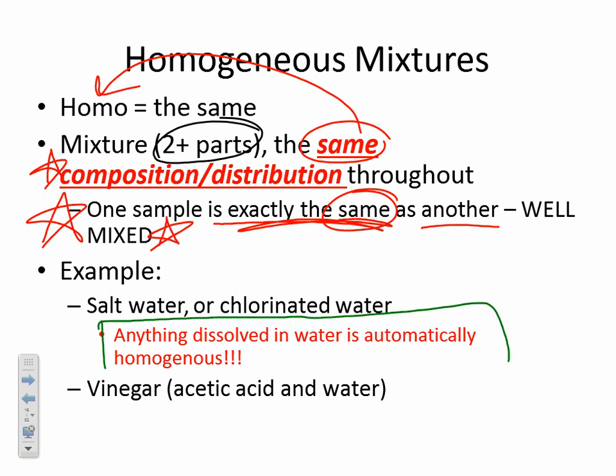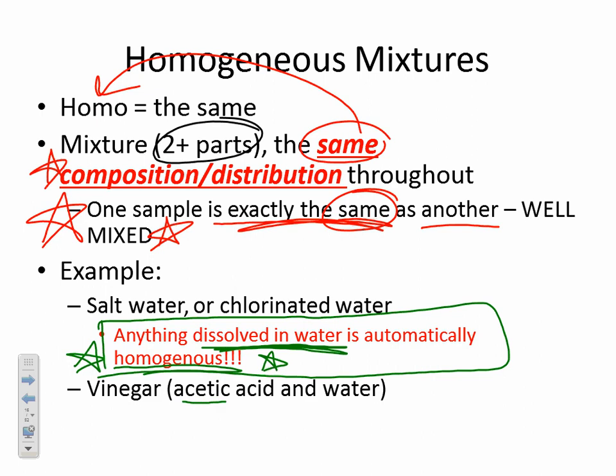But the big point here: anything dissolved in water is automatically a homogeneous mixture. That process of dissolving stuff in water makes it very evenly mixed. Vinegar is another example of a homogeneous mixture. The vinegar that you buy at the store is a mixture of acetic acid, which is what makes it vinegar, but it's diluted down. It's mixed with water.